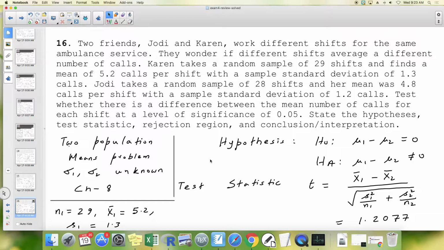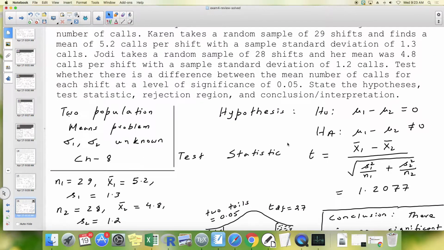Alright. So test whether there's a difference between the two shifts in number of calls. And your level of significance is 0.05. So it's a two populations problem. It's a means problem. And sigma 1, sigma 2 are not known. Only sample standard deviation is known. And it's a chapter 8 problem.